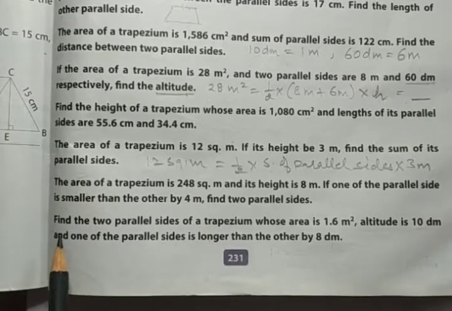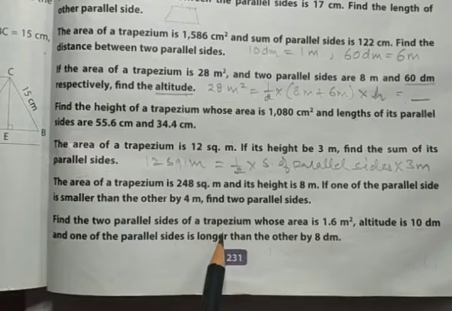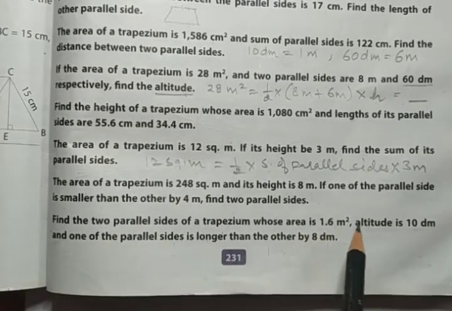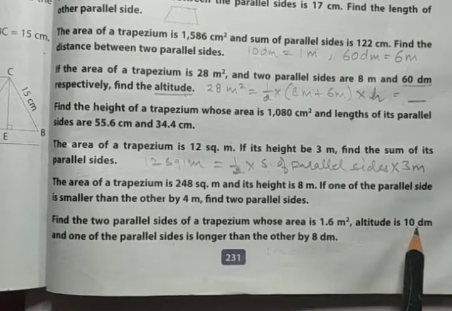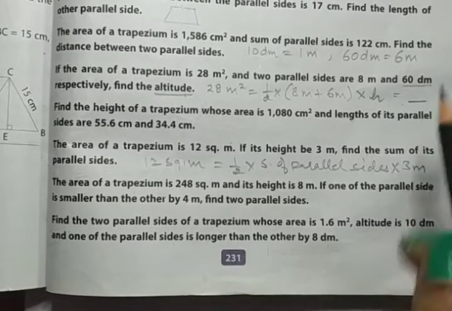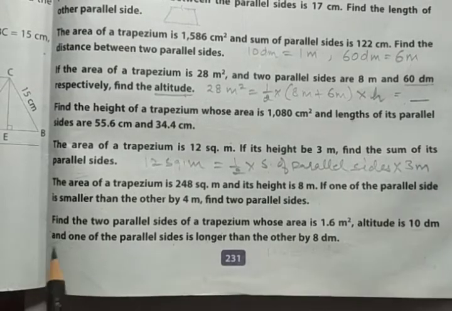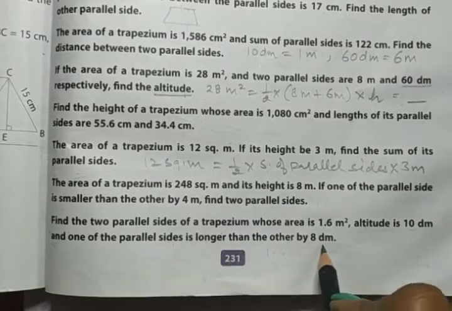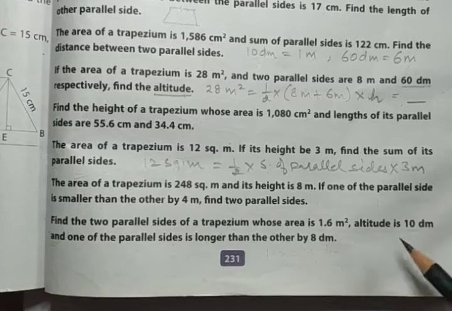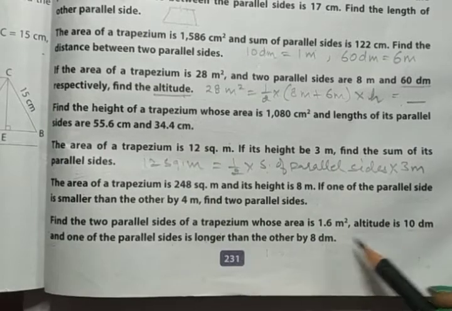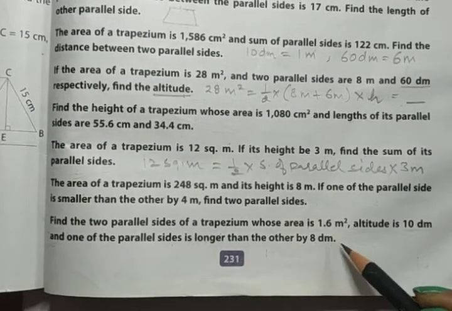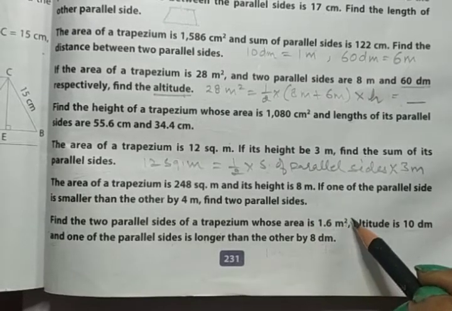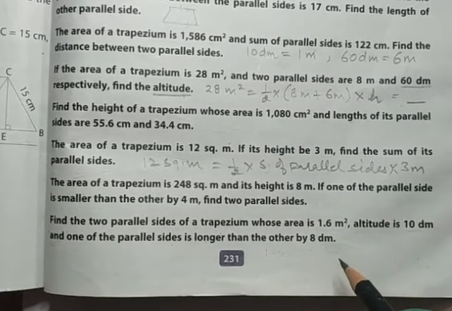Question number 8. Find the two parallel sides of a trapezium whose area is given, that is 1.6 meters square. Altitude is given, that is 10 decimeter. Altitude means the height of the trapezium. And one of the parallel sides is longer than the other by 8 decimeters. As we can see, two measurements are in decimeter units. So we have to convert 1.6 meter square in decimeter square.